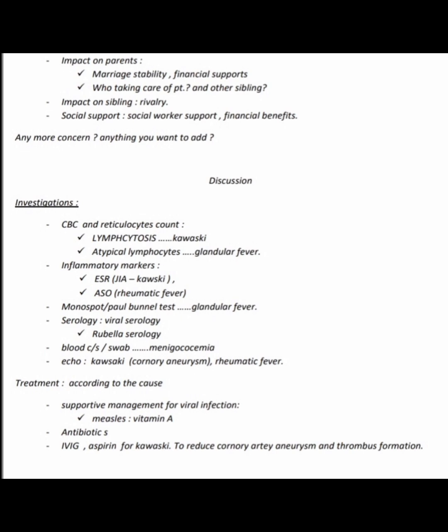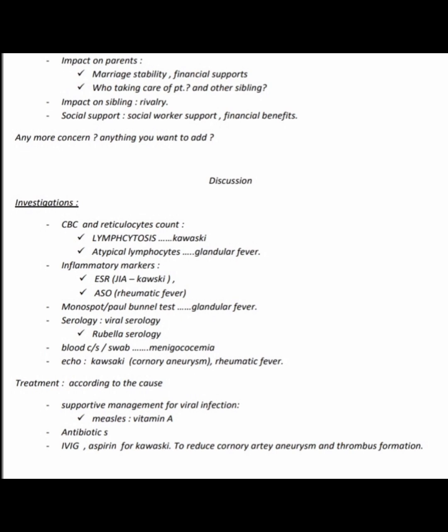Serology, viral serology and rubella serology. Blood culture sensitivity, swab. Meningococcemia, we find in blood culture sensitivity. We know that meningococcemia patients are associated with high fever and toxic appearance. ECHO we do for Kawasaki because coronary aneurysm is one of the complications. Also in rheumatic fever, we do ECHO.